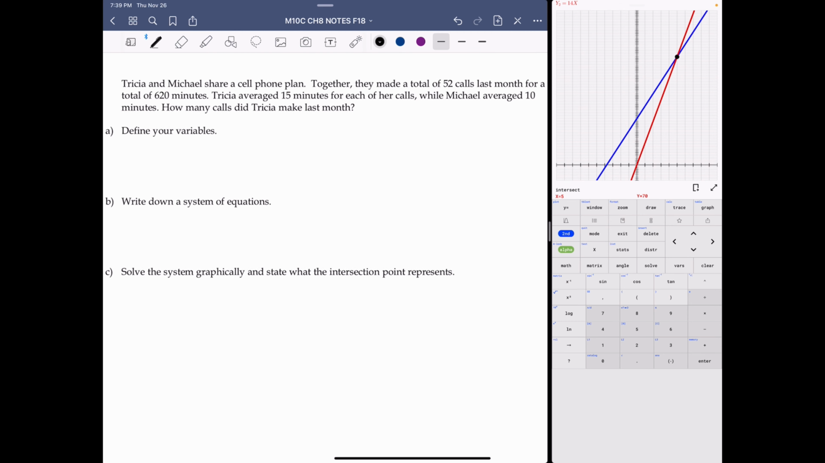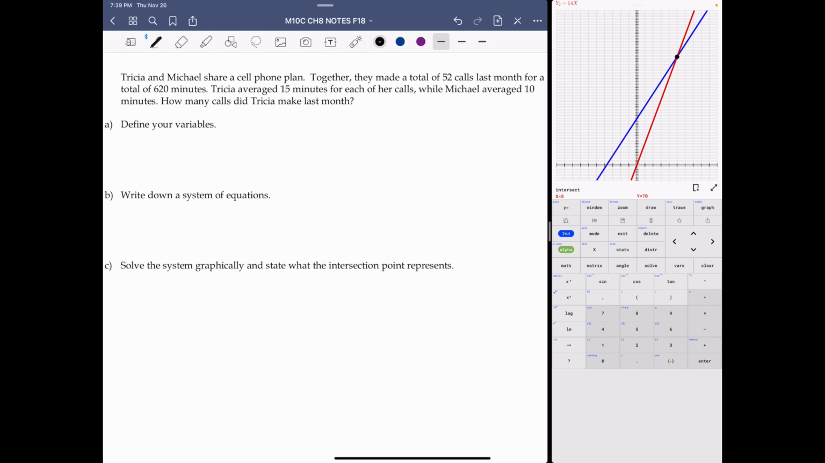Trisha and Michael share a cell phone plan. Together they made a total of 52 calls last month for a total of 620 minutes. Trisha averaged 15 minutes for each of her calls, while Michael averaged 10 minutes. How many calls did Trisha make last month? Part A, define your variables.